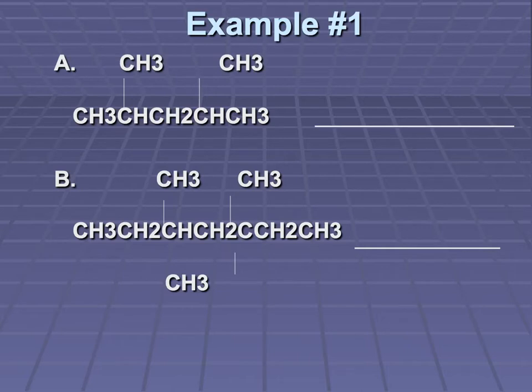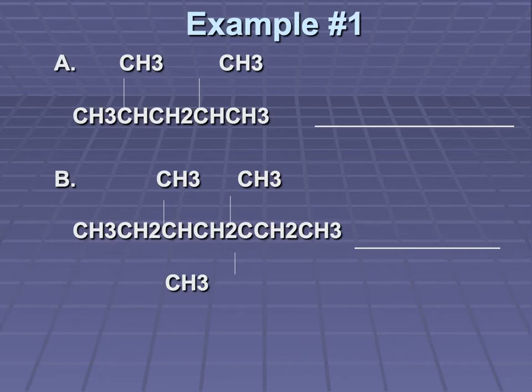All right, I want you to name them. So you should look on your paper because they're drawn more accurately on your PowerPoint notes. So I want you to name them. Don't forget, go through the rules. You need to find the longest chain, count it in the direction where the branches will come off the lowest possible number. Okay, so let's go ahead and do A together.